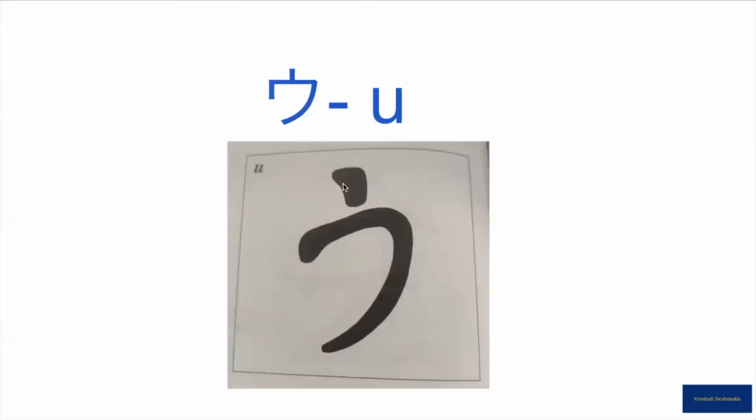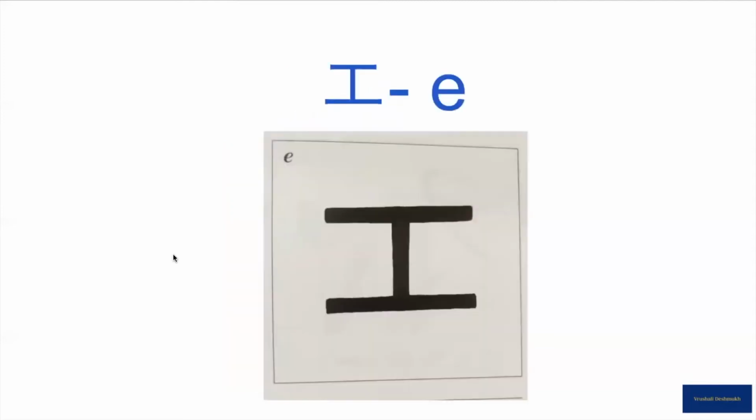Next one is u. Now this u is very similar to how we write u in hiragana. The only thing is this is a bit angular, and this is connected. So this is u. Remember that hiragana syllables are a bit curved, but katakana syllables most of the time have angular parts. This is an observation which you have to see.